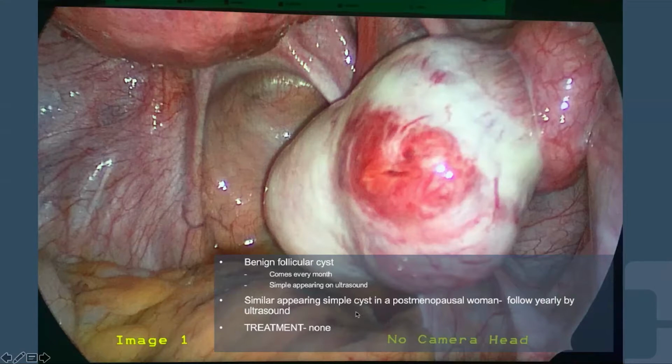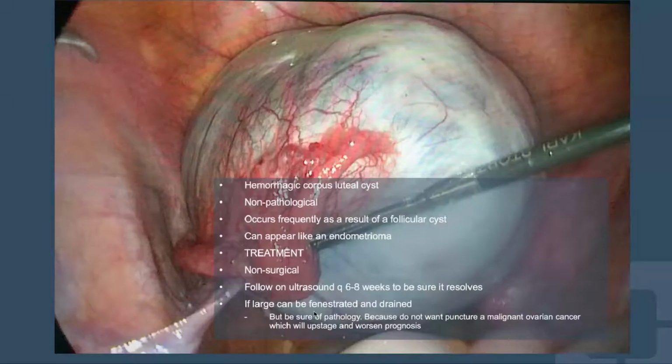Similar appearing cyst in a postmenopausal patient, simple appearing on ultrasound. This can be followed yearly. This requires no treatment. Slightly enlarged ovary here, but relatively normal looking, is non-pathological. It can often be a hemorrhagic corpus luteal cyst. It occurs frequently as a result of a follicular cyst, and can appear like an endometrioma.